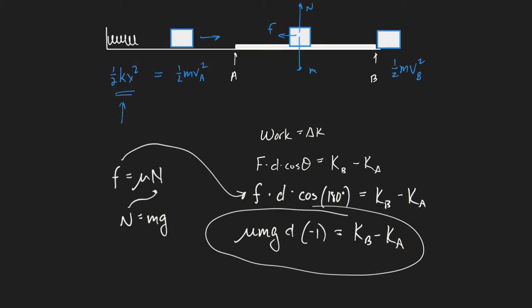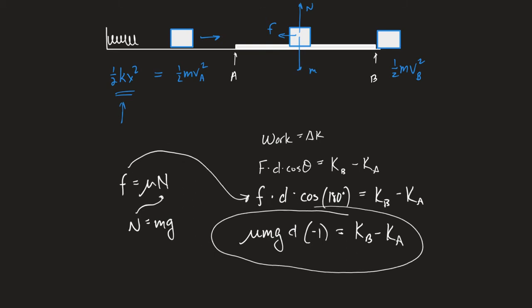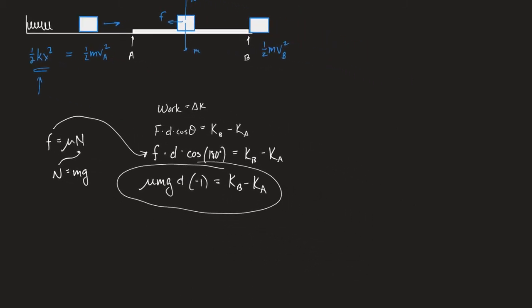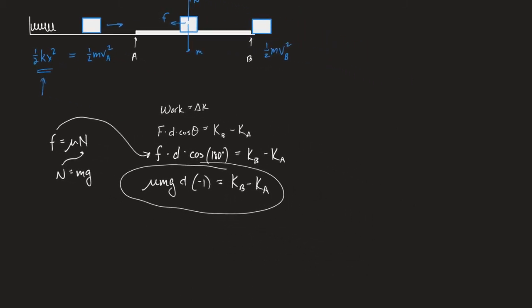Because what I want you to consider is the object was on level ground, so never did the object's potential energy change. It's gravitational potential energy. So I could write this as Ka plus mu mgd times -1 equals Kb. I just moved the negative Ka to the other side.